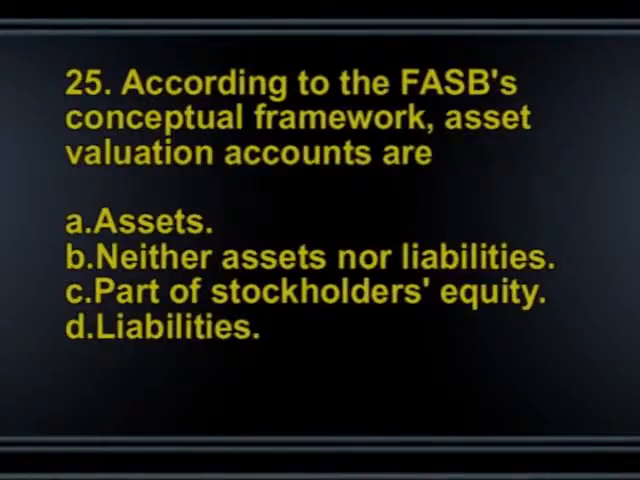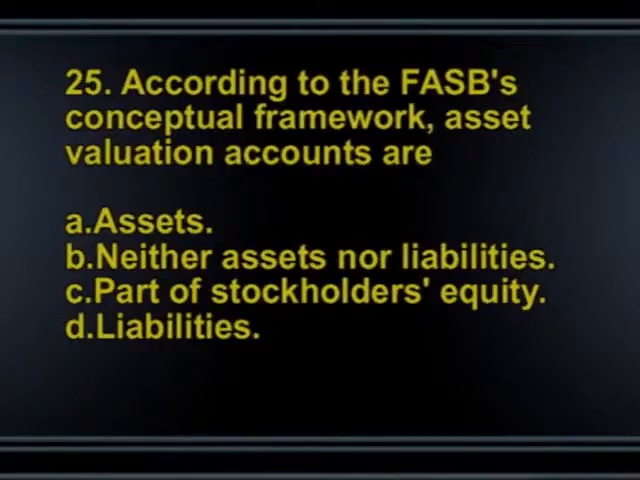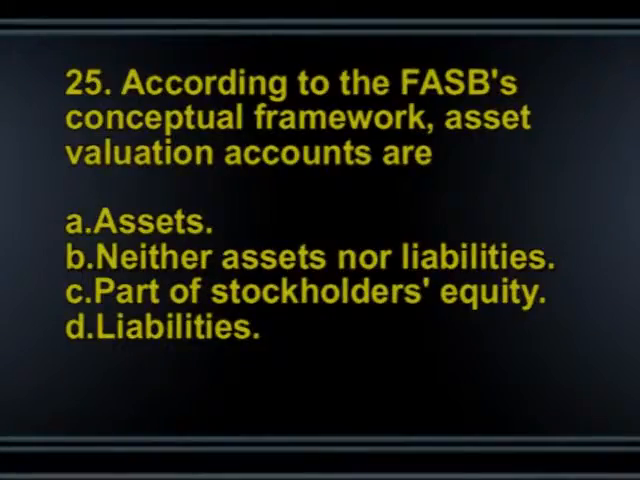Okay, one more. This one is just a silly question. But it's technically correct if you read the conceptual framework. According to the FASB's conceptual framework, asset valuation accounts are. Now see what they're saying is we're talking about the allowance for uncollectible accounts. We're talking about accumulated depreciation. We used to call those contra accounts. In the textbooks in the class, we call those contra accounts. So what do you do with these contra accounts? According to the conceptual framework, valuation accounts are neither assets nor liabilities.